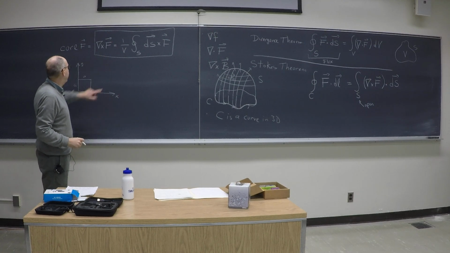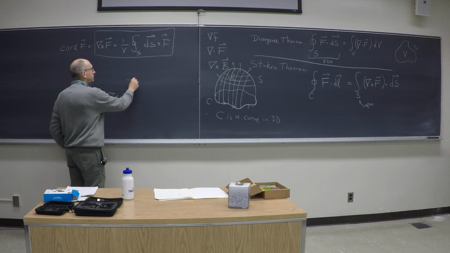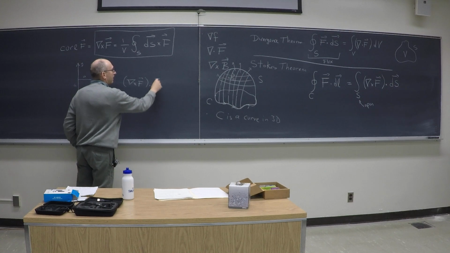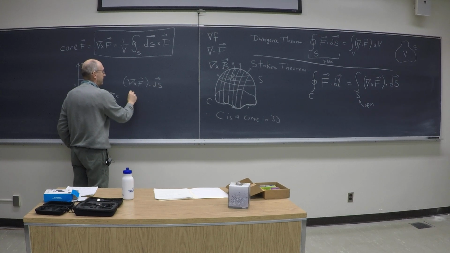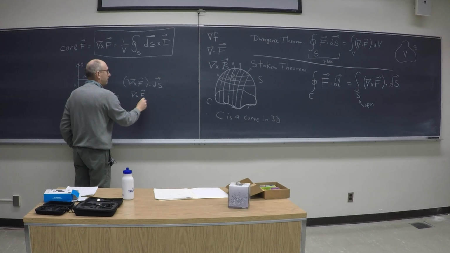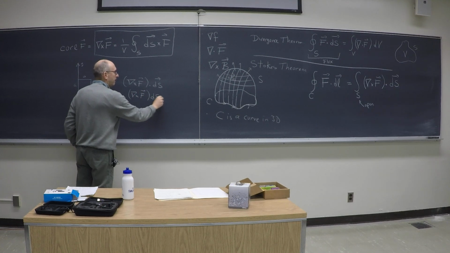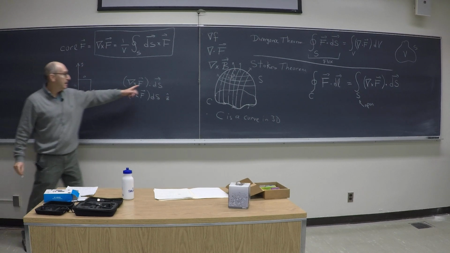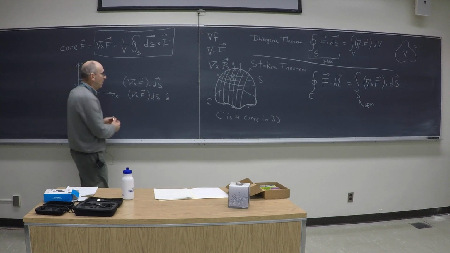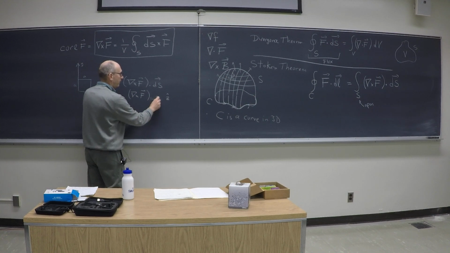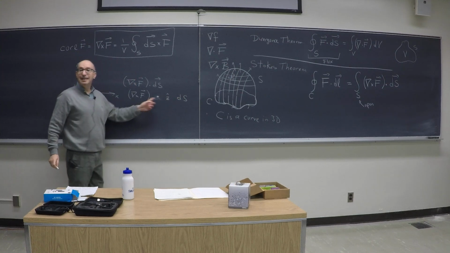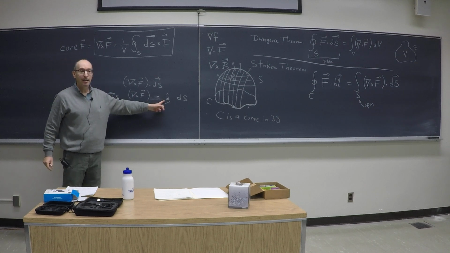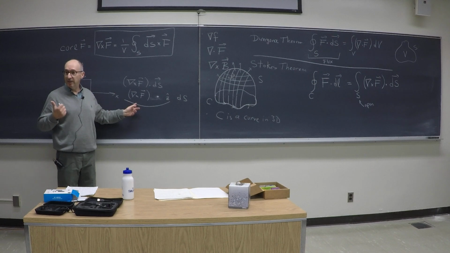The curl of f here. But now we just convince ourselves that this is equal to this in this picture. I'm saying that the ds vector is... hold on. And what does this mean? This is the z component of the curl, but that's something we already derived.